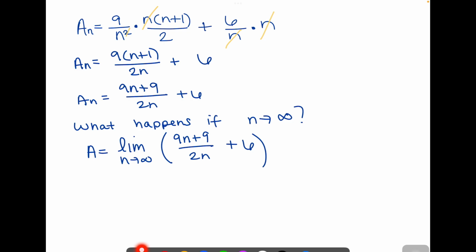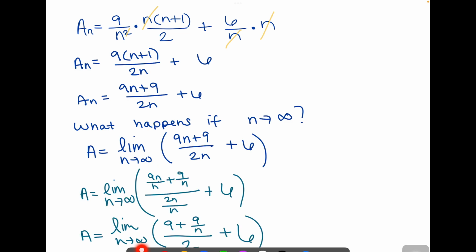Finally, we're going to see what happens if we let n go to infinity. So what if we have an infinite number of rectangles? That should give us the exact area. When we have a finite number of rectangles, we're just getting an approximation. But if I let n go to infinity, so I'm going to take the limit as n goes to infinity, and that should tell me what the exact area under the curve is.